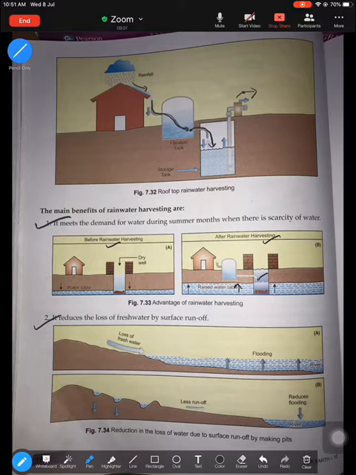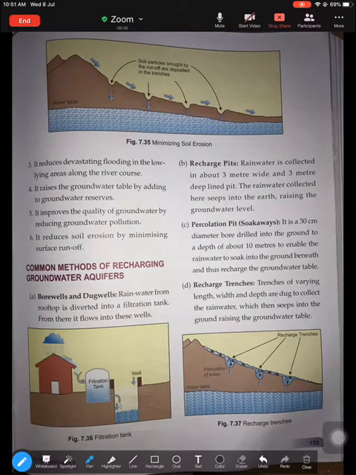Second, loss of fresh water by surface runoff. If you look here, before rainwater harvesting there's a lot of runoff and it can lead to flooding, but after the development of pits and tanks, there's more percolation, and at the same time less runoff and fewer floods. Next advantage, it reduces devastating flooding in the low-lying areas. Flooding could be really controlled if we arrest the rainwater. It raises the groundwater by adding to it, because when we have rainwater we shall not be overusing the groundwater, so the groundwater table will rise.